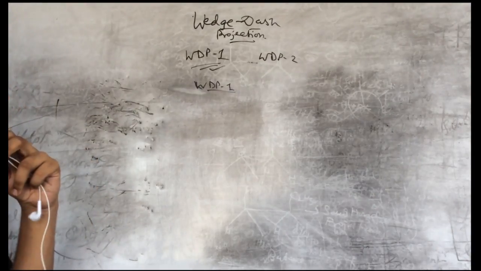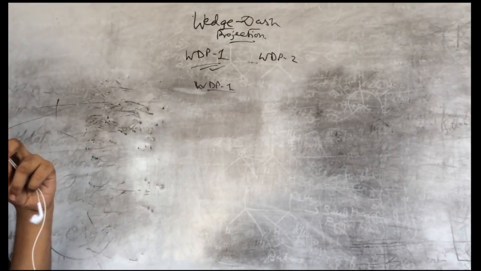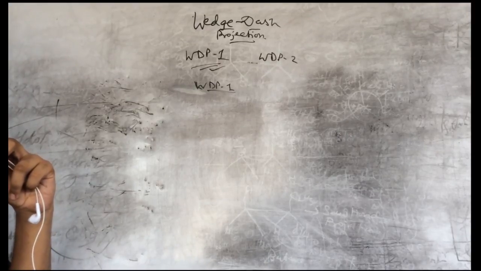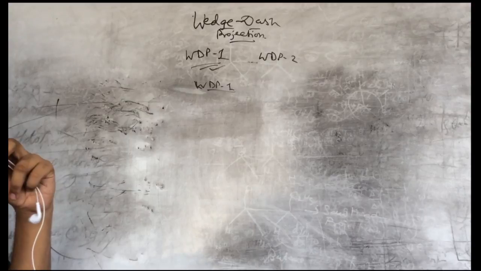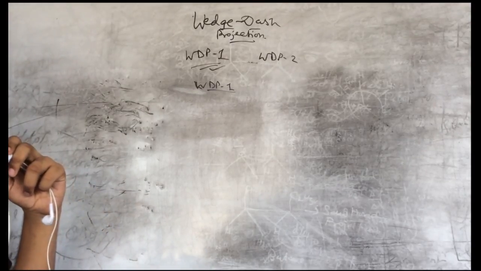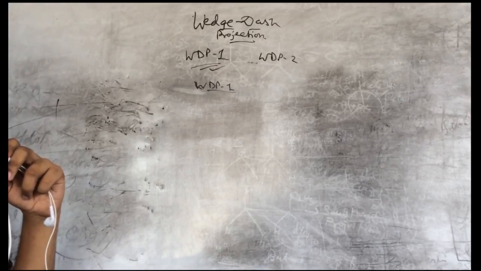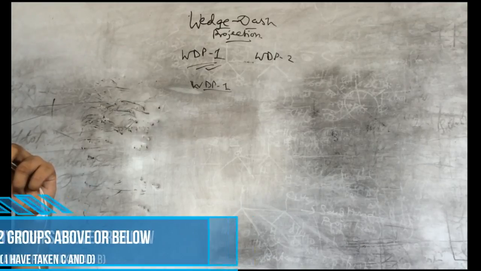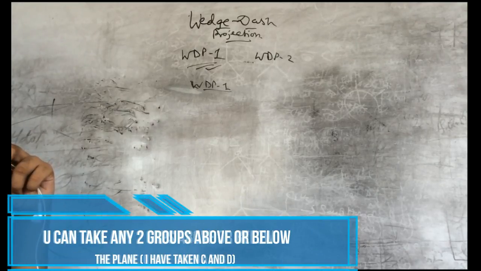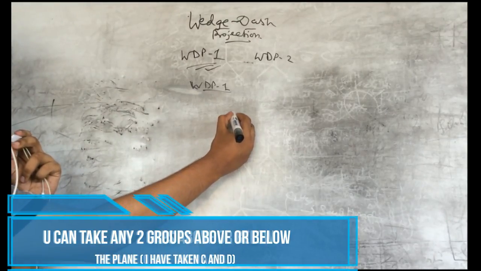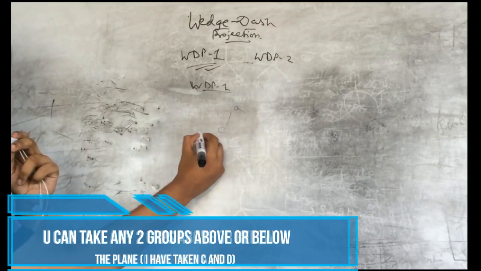So in WDP1, if we view a single carbon of a molecule, we imagine a plane which contains the carbon along with two of its substituent groups, and place the two other groups either below or above the plane. Let's take a simple example. Suppose this is the molecule.